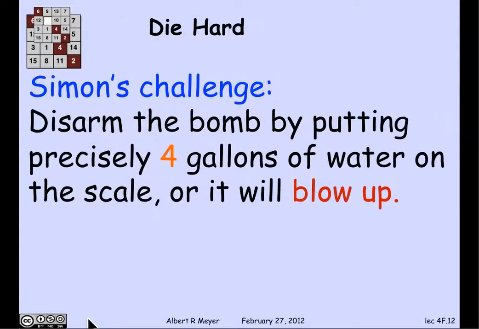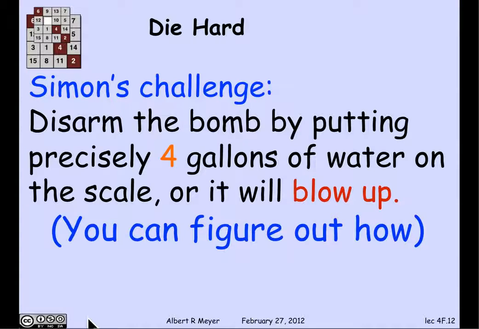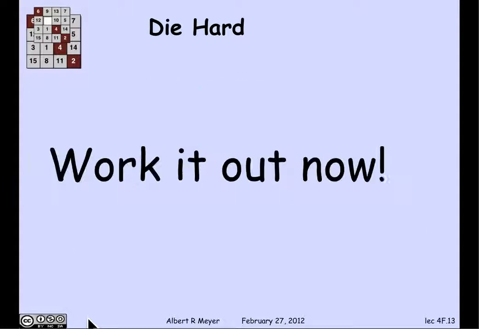All right, so let's go back to Simon's challenge. He wants to disarm the bomb by getting exactly 4 gallons of water in a jug and measure it on the scale, or things will blow up. And how do you do it? Well, why don't you take a moment to think about it before I proceed to the next set of slides, or before you let me proceed. But just to understand the rules again and watch them work, here's how.